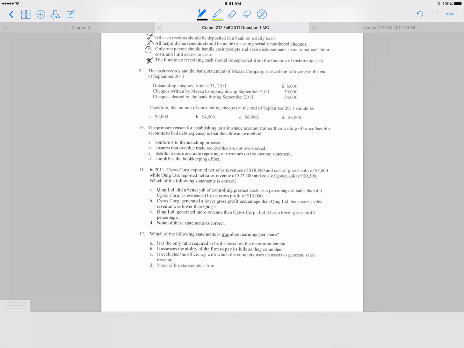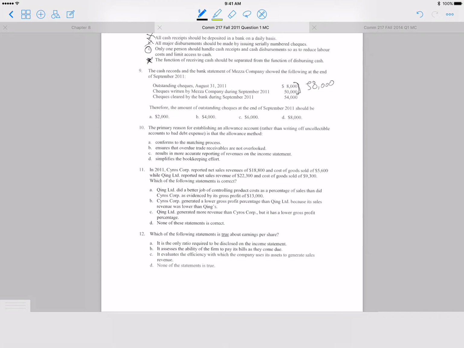So number 9. The cash records and the bank statement of Mesa Company showed the following at the end of September 2011. So you have outstanding checks as of August 31st, 2011, which is also at the beginning of September, of 8,000. You have checks written by Mesa Company during September 2011, which is 50,000. So in total, you have 58,000 checks outstanding. But from the bank, only 54,000 checks were cleared. So this could be because maybe they had written checks at the end of September that didn't clear yet, so they brought it over to August, and that's why there's another 4,000 in there.